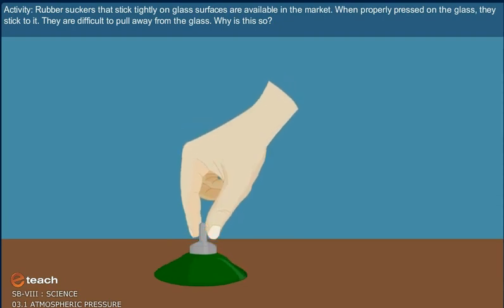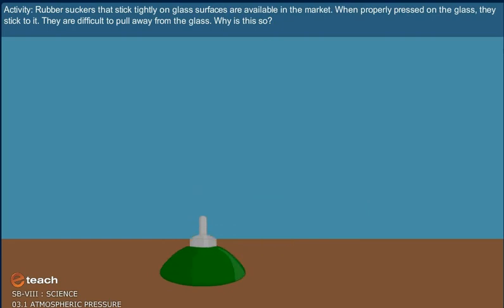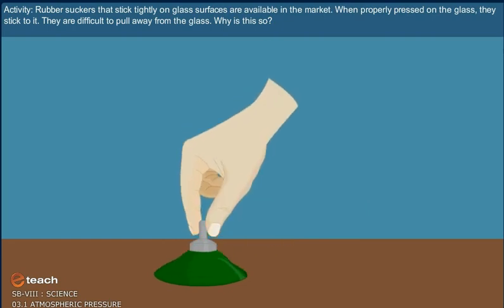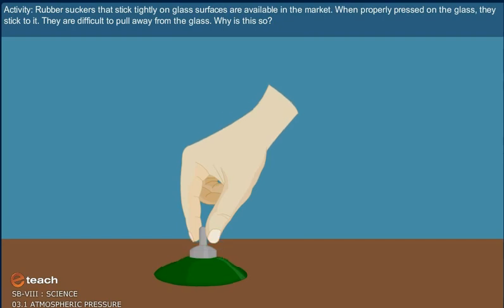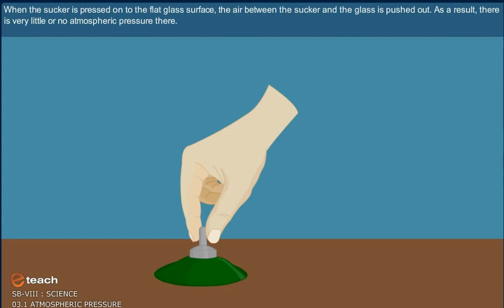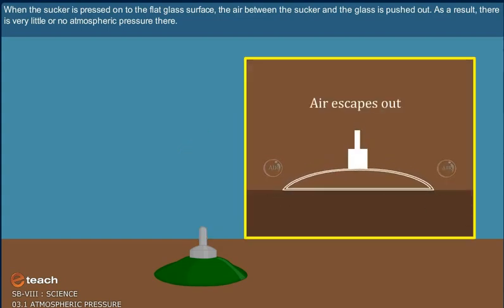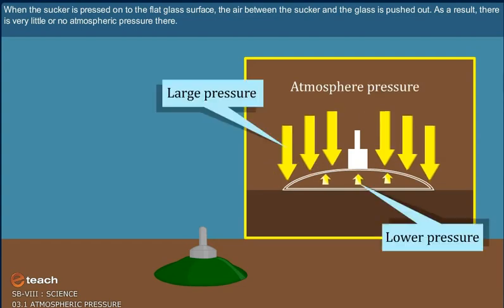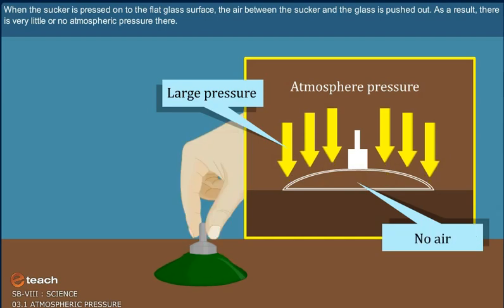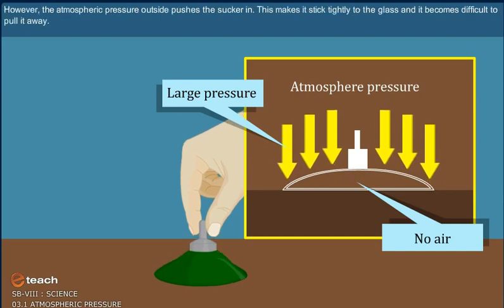Activity. Rubber suckers that stick tightly on glass surfaces are available in the market. When properly pressed on the glass, they stick to it. They are difficult to pull away from the glass. Why is this so? When the sucker is pressed onto the flat glass surface, the air between the sucker and the glass is pushed out. As a result, there is very little or no atmospheric pressure there. However, the atmospheric pressure outside pushes the sucker in. This makes it stick tightly to the glass and it becomes difficult to pull it away.